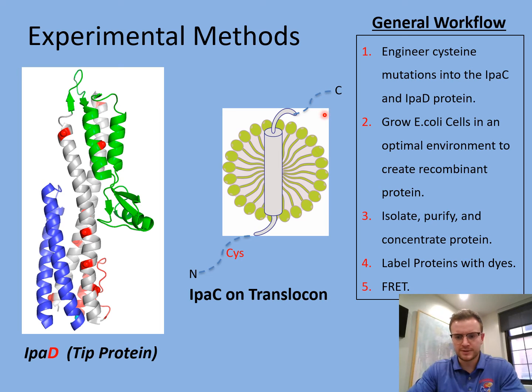So after we get those cysteine mutations inputted, we can utilize E. coli bacteria and practically hijack their protein expression machinery to create a recombinant protein. Once we get that recombinant protein created inside the E. coli cell, we isolate them, purify the protein, and concentrate the protein. And then, like I said before, we input the fluorophore dyes on that cysteine mutation so we can conduct FRET.